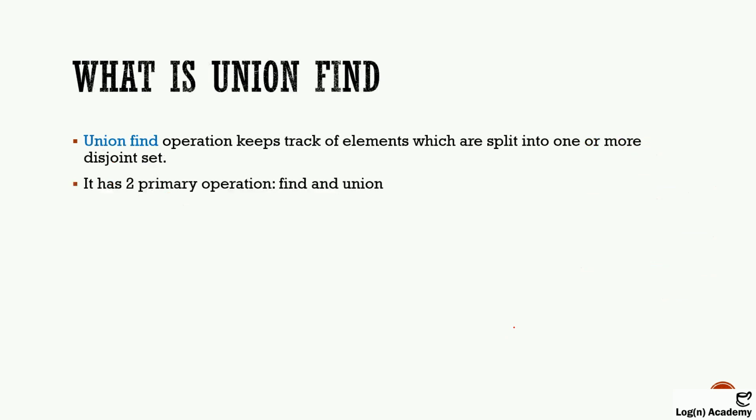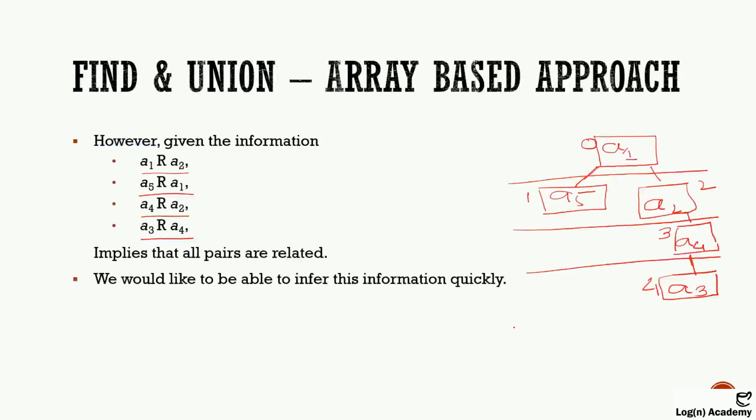So this is union find. What is union find? What we did here is union. A1 is related to A2, so this is actually a union operation. We unified, or grouped, two elements which are related. Here we represented that group in terms of an array.